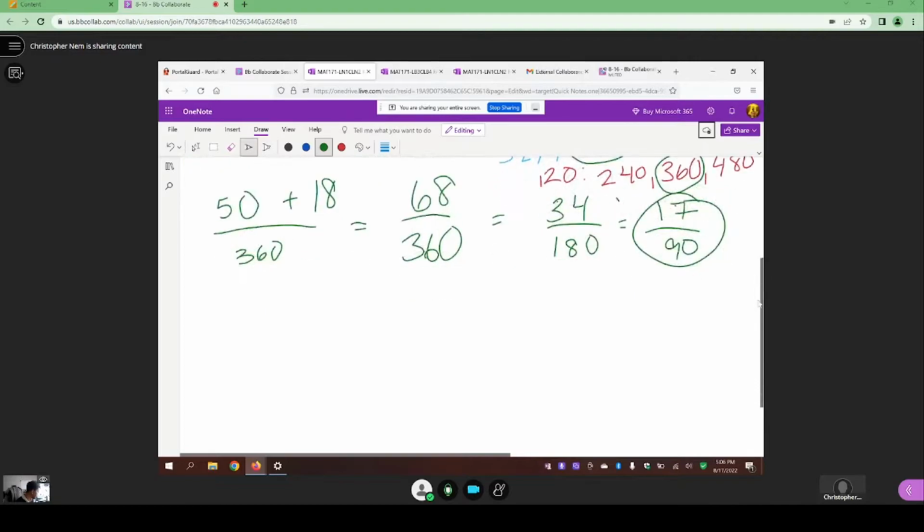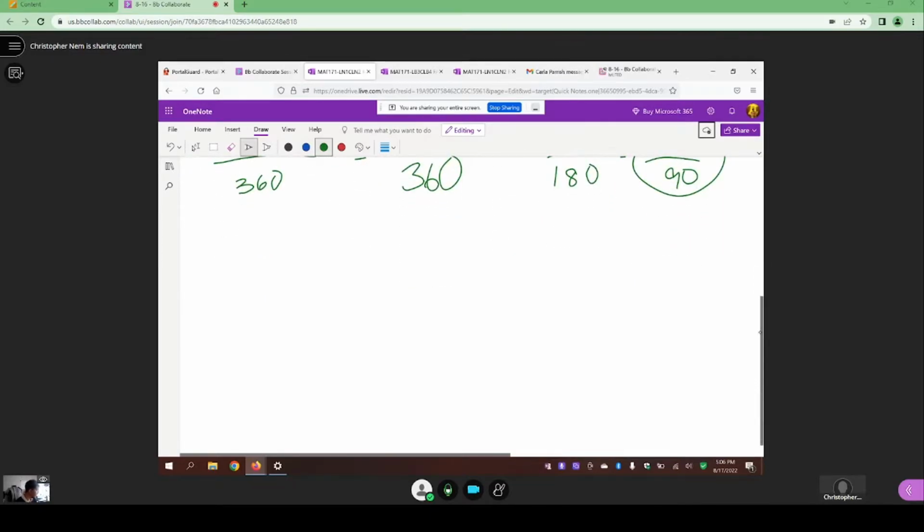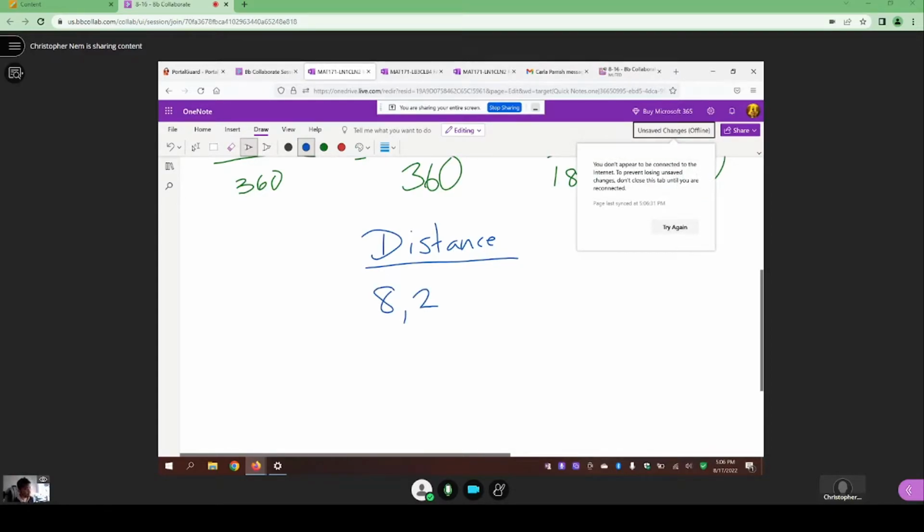So now, we got to go to the next topic before we move on to section 1.2, and it is distance. How do we calculate distance in mathematics? If I asked you the question, how do you find a distance between 8 and 2? What would you tell me? You would say subtract 2 from 8, or 8 minus 2.